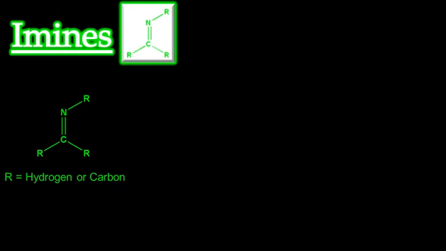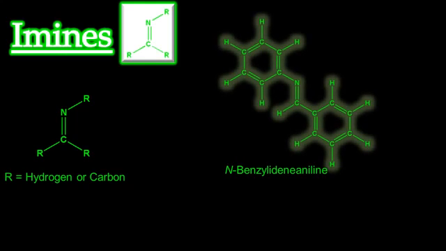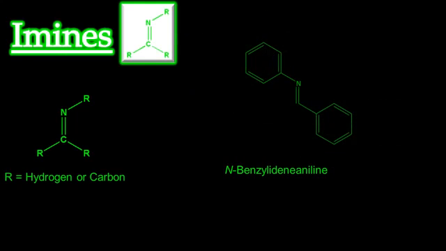An example of an amine is N-benzylidene aniline, which features a central amine bond, shown here. The carbon in the amine group is then bonded to an aromatic phenyl group and a hydrogen. The nitrogen is bonded only to an aromatic phenyl group.